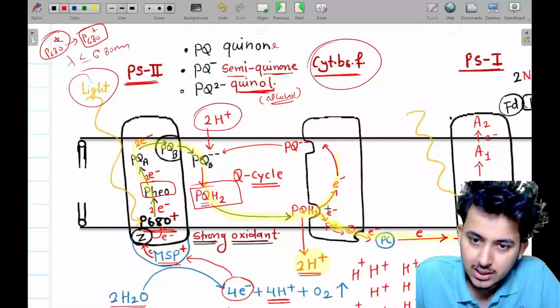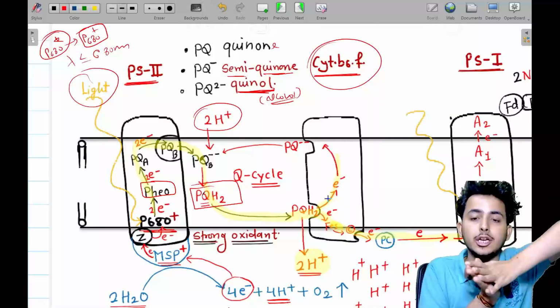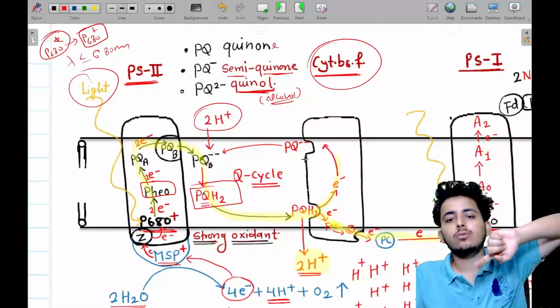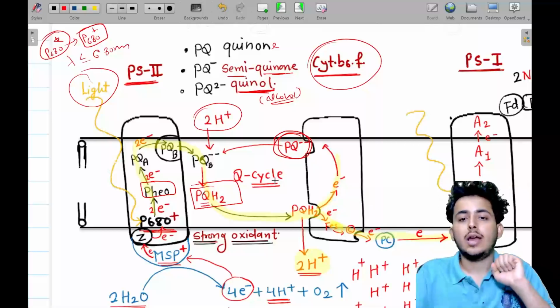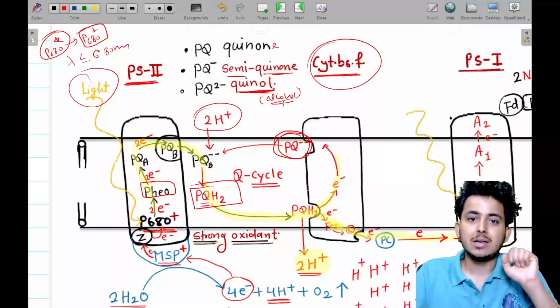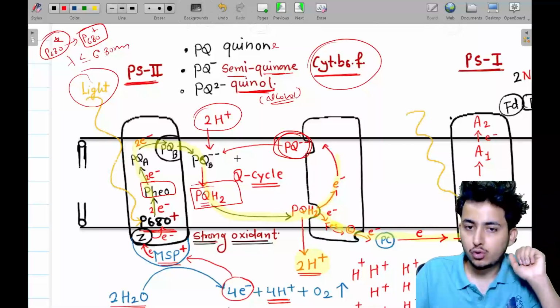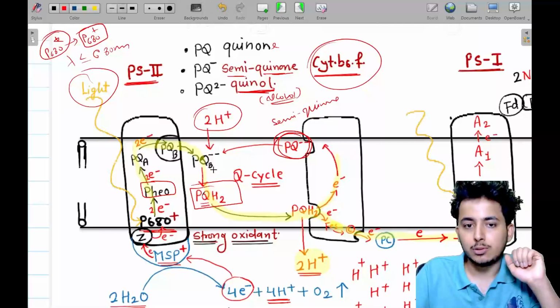Once it is oxidized, the electron flow splits into two directions. One electron will again be accepted by a semiquinone, and it will lead to the formation of quinol. So again it will be accepted by semiquinone, and it will form the quinol.